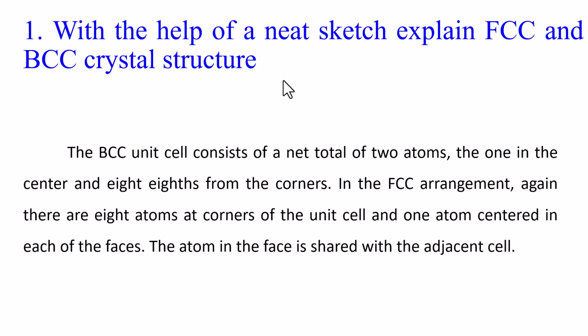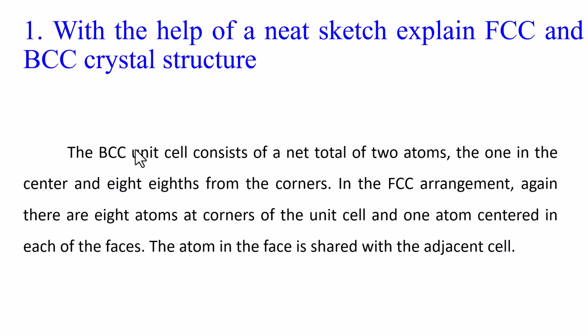First question, with the help of a neat sketch, explain FCC and BCC crystal structure. The BCC unit cell consists of a net total of 2 atoms. In the case of BCC, net is 2 atoms. You remember, the one in the center and 8 from the corners. Actually, BCC means body-centered cubic crystal structure.